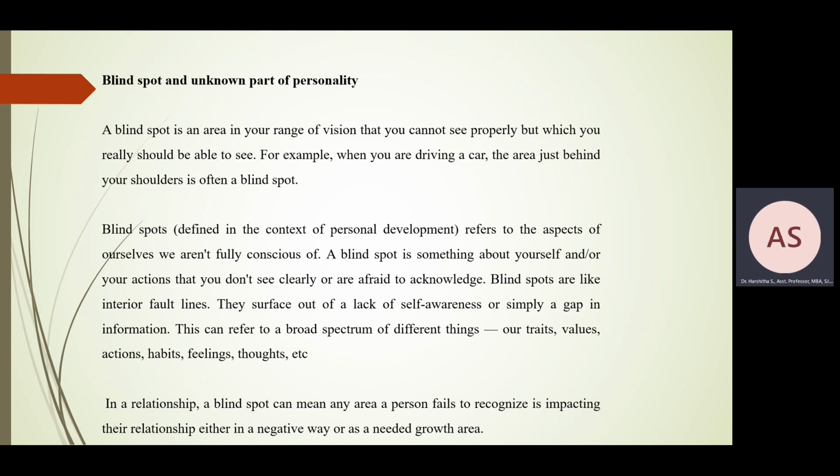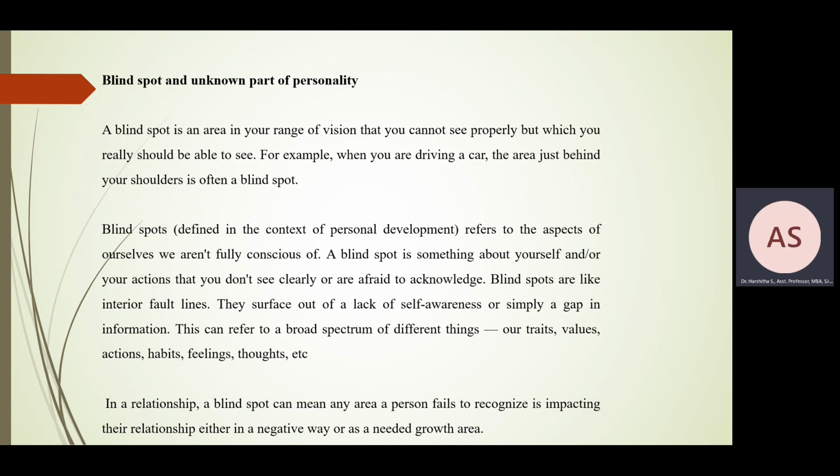So blind spot is an area in our range of vision that we cannot see properly, but which we really should be able to see. That is, blind spot is something which you can assume, or you can pretend to achieve. But in reality, when you want to achieve it, it is a bit difficult, right? For example, when you're driving a car, the area just behind your shoulders is often a blind spot because right behind your shoulders you won't be able to see. The other one you'll be able to see because there'll be a mirror, right?